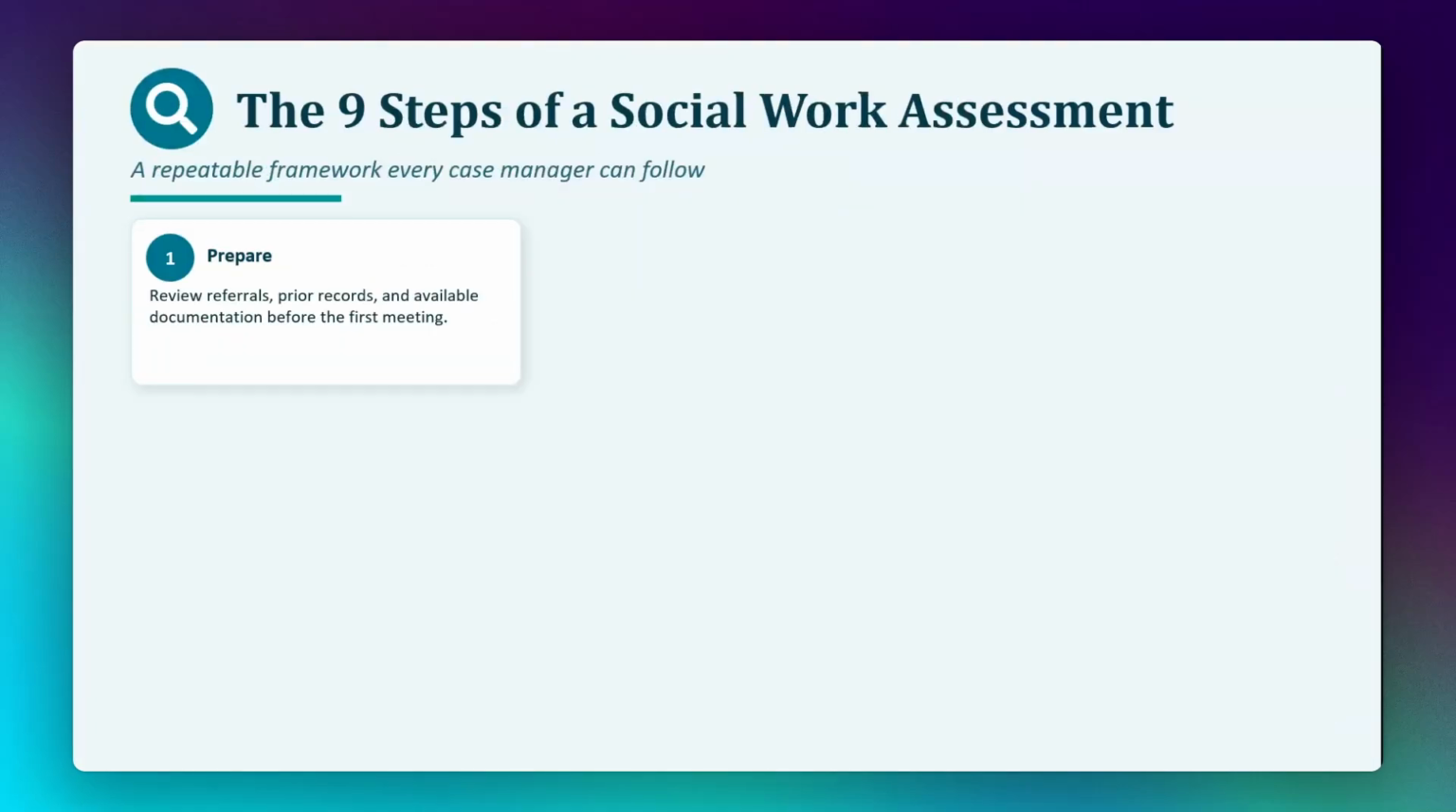Okay, now let's get into the 9 steps of the social work assessment process. This is a repeatable framework that you can use whether you're in a behavioral health setting, a housing program, a nonprofit, a child welfare organization, or another social services setting. Step 1 can be often overlooked. Prepare before you walk into the room.